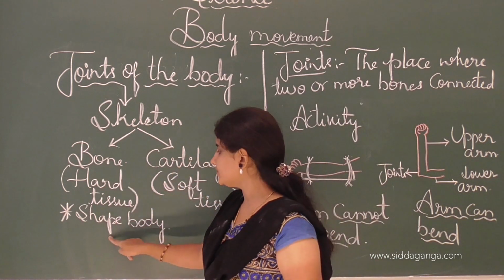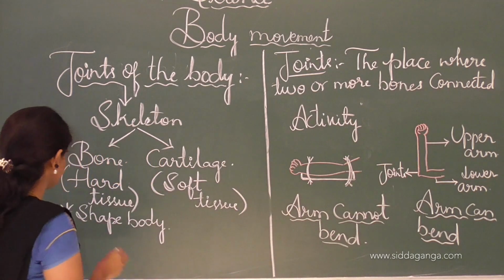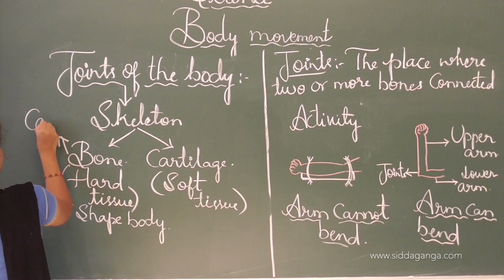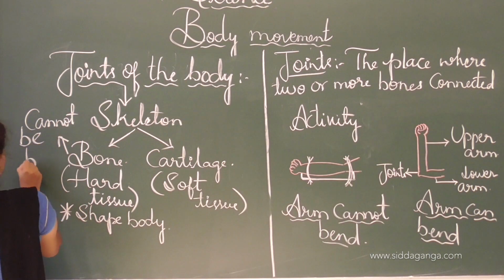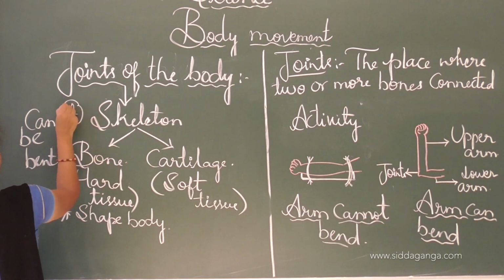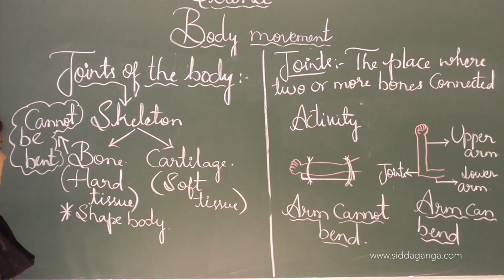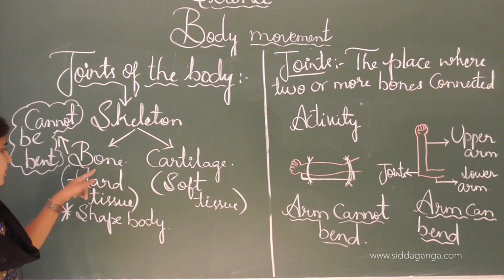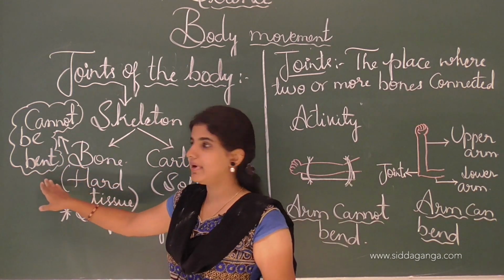The bone gives the shape to our body, and it can't be bent. See, bones can't be bent. It is one of the characteristic features of the bone. Bones are hard tissue, whereas the cartilage is the soft tissue. Bones give the shape to our body, and these can't be bent.